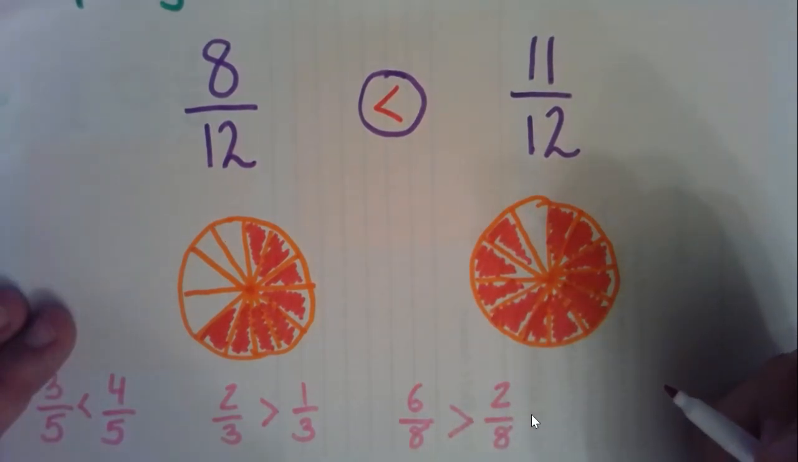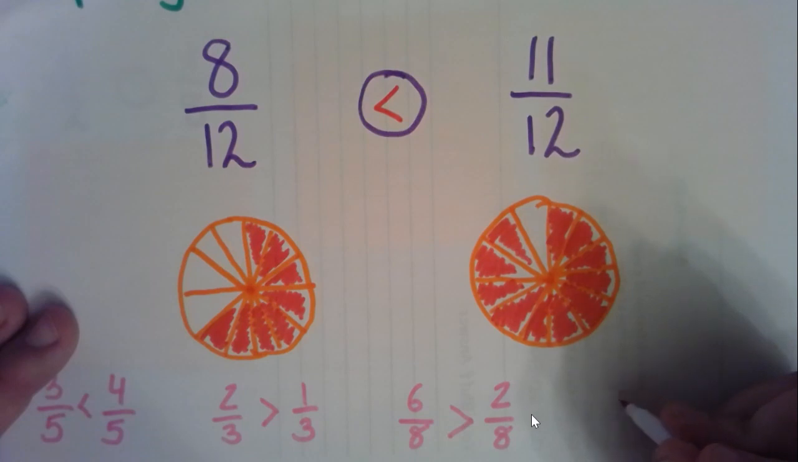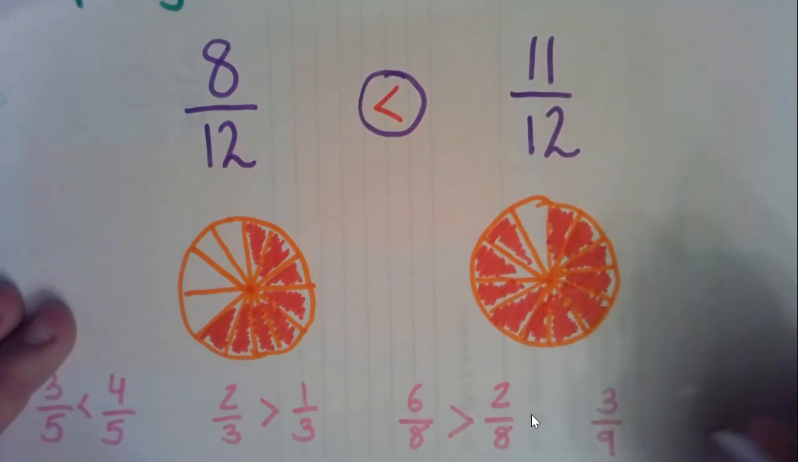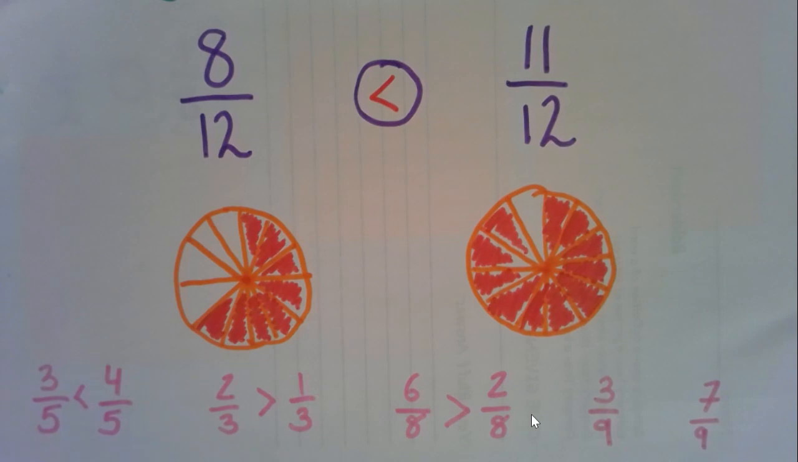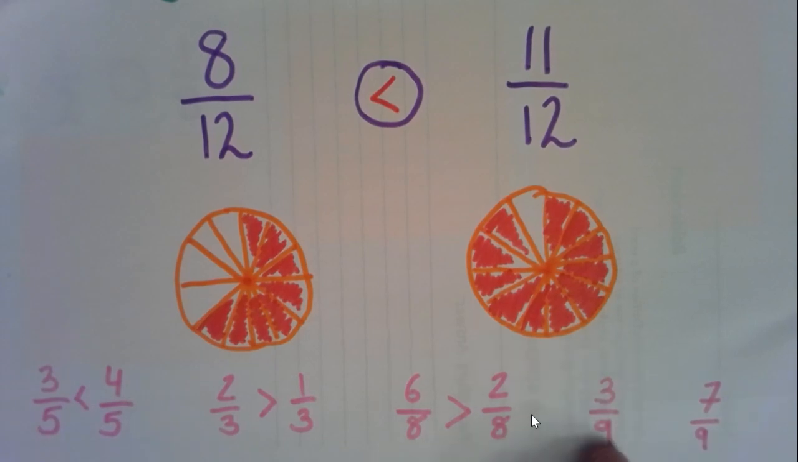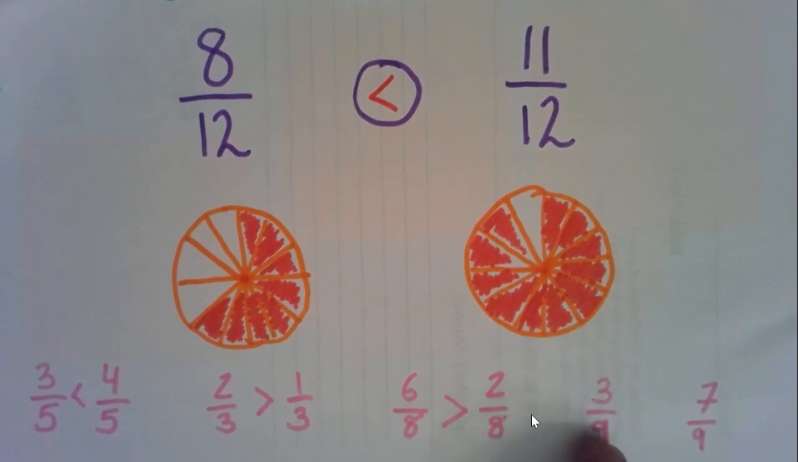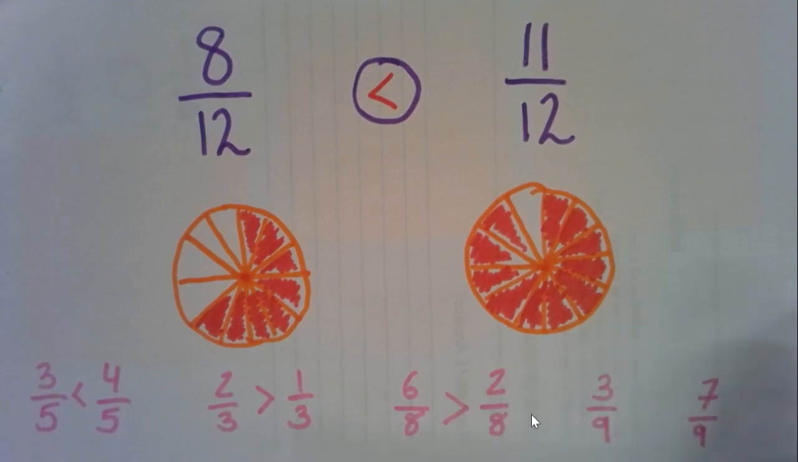Let's do one more. Let's do ninths. I can compare 3/9 along with 7/9. Pause this video and use your strategies to figure out which is greater and which is smaller. Is 3/9 greater than 7/9, or is 3/9 less than 7/9?